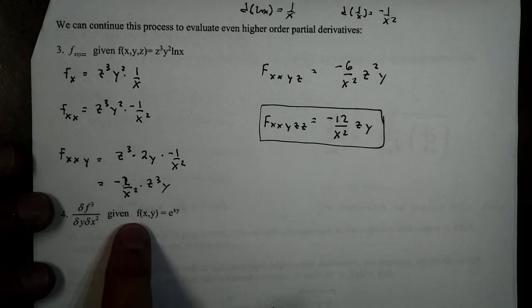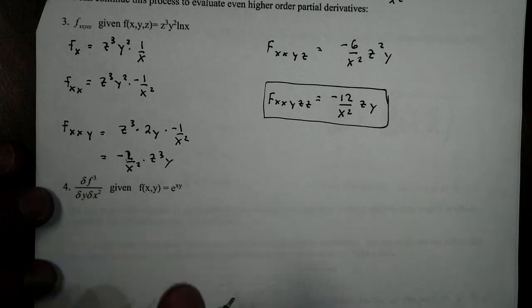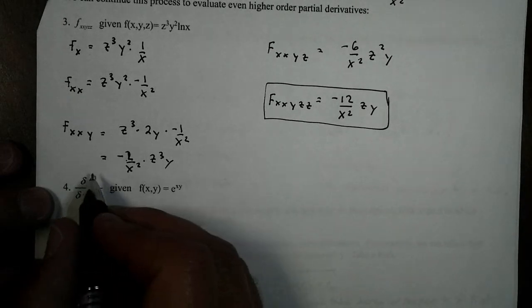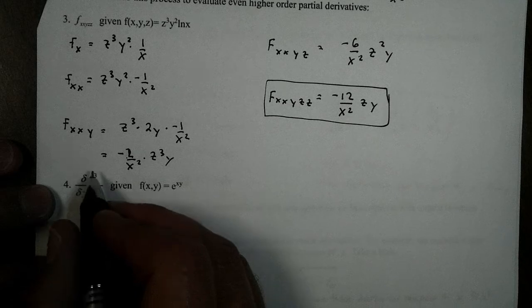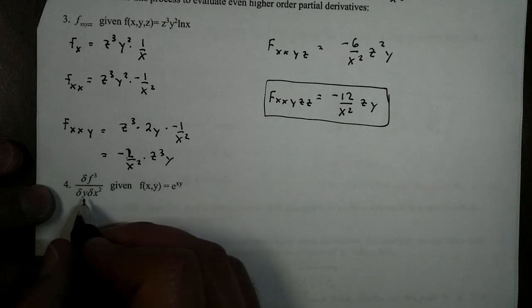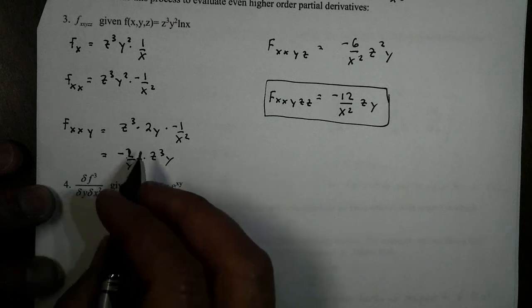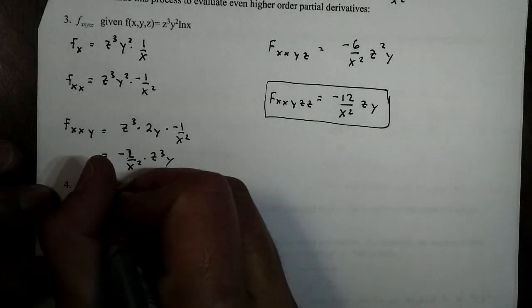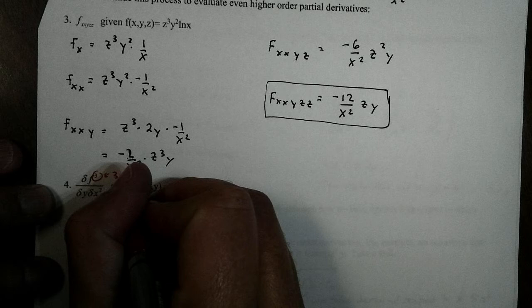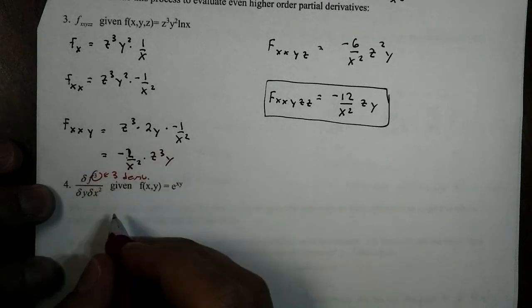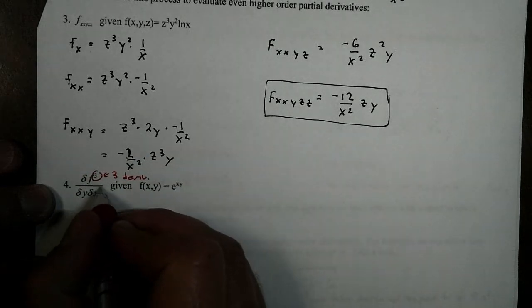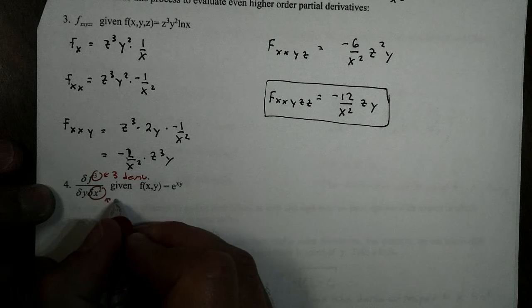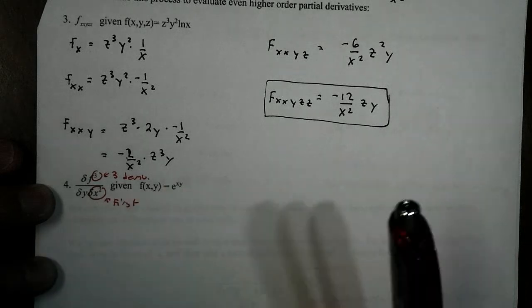So let's try another one. Now again, this is a different notation right here. So this is saying take the third partial derivative, with respect to y, and 2 of them with respect to x. So of course the top here we just said is taking 3 derivatives. And the bottom down here says we're going to take the derivative with respect to x twice first.